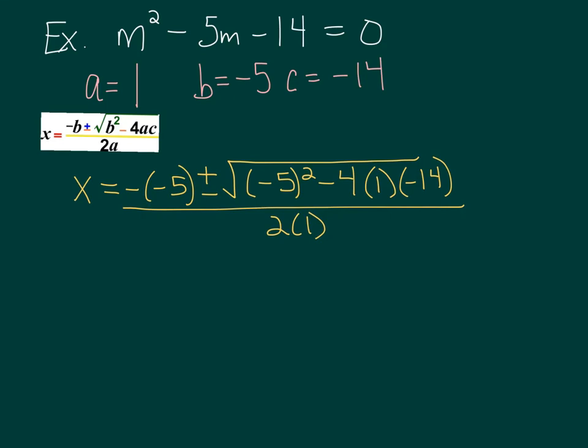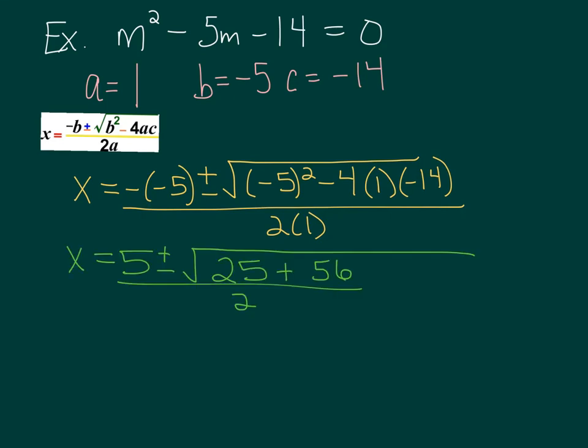So now I'm going to start simplifying. Okay, the negative of negative 5 is a positive 5. Keep the plus or minus, keep the square root for right now. Negative 5 squared would be 25. Negative 4 times 1 times negative 14 would be a plus 56. And 2 times 1 would be a 2.